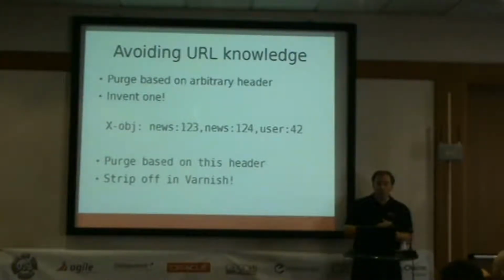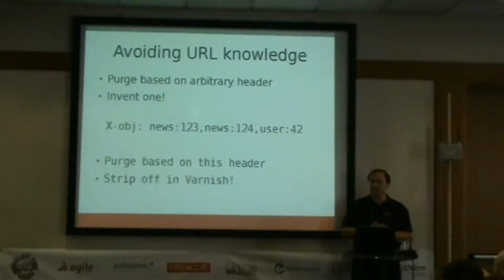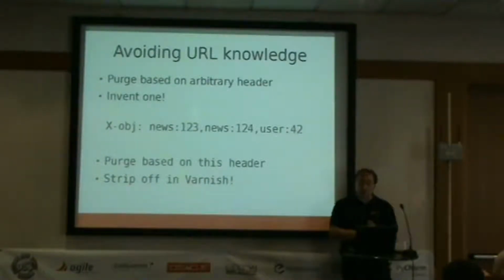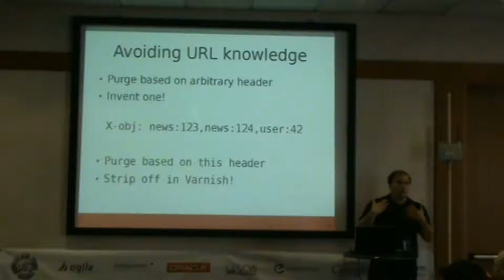So one way of doing this that you can see, for example, if your site is posting something, you can just add an X-Obj header. Please put an X at the head of your header name if you're inventing your own. That's what the HTTP RFC says you should do. Don't use somebody else's header, just create your own. So X-Obj, in this case, I'll just say news:123, news:124, and user:42. So basically, for every page you render, you tag it with which models and the primary key of that model.